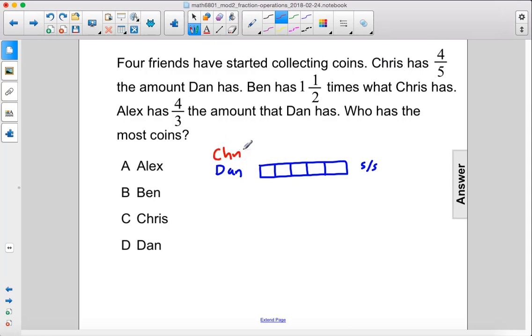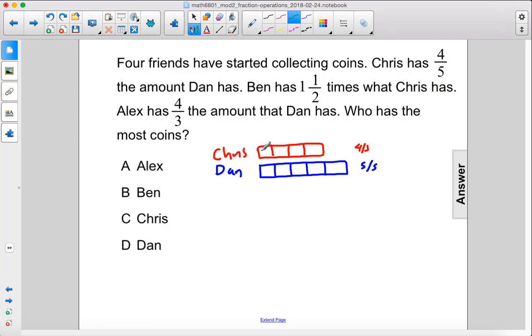So we have Chris, and we have 1, 2, 3, 4/5. So this is 4/5 of what Dan has. So you can see that Chris has less than Dan. Let's move on. Ben has 1.5 times what Chris has.